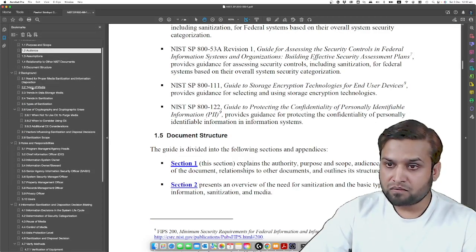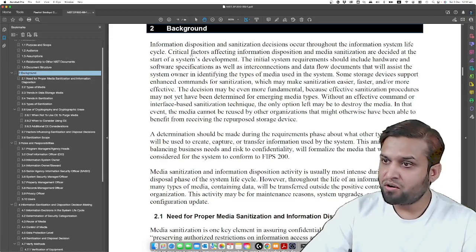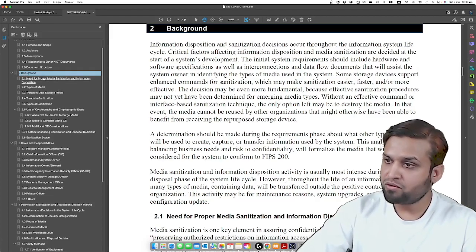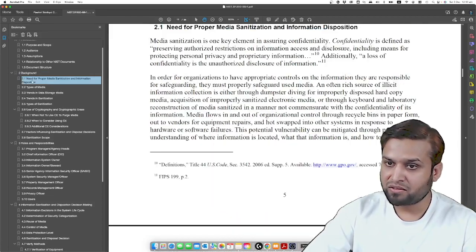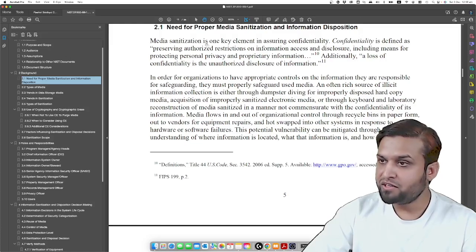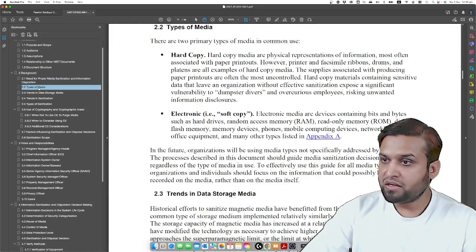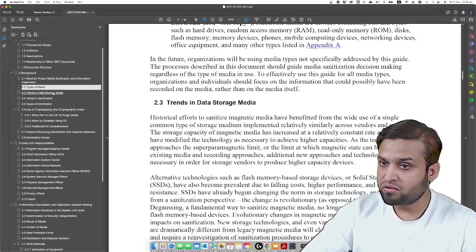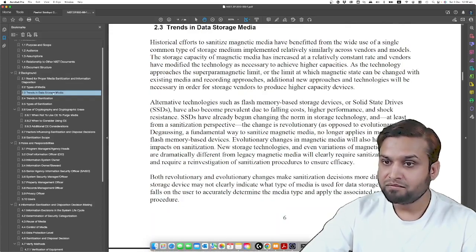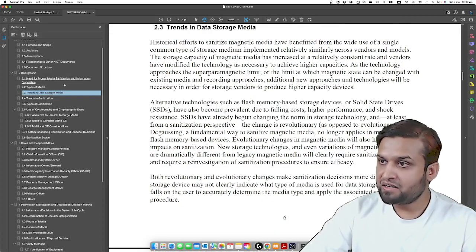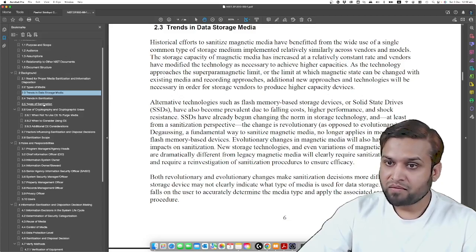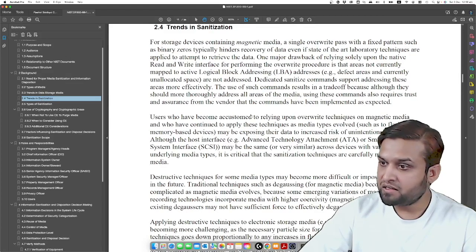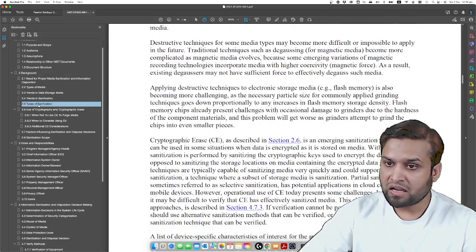Now the other things are also very important to study, to build the knowledge base. I'm not going to read it out for the sake of keeping my video short. You can refer to the types of media: hard copy, electronic copy. What are the trends in digital data storage media? We all know, if we are tech savvy, what the trends in digital data storage media are, trends in sanitization, and types of sanitization.